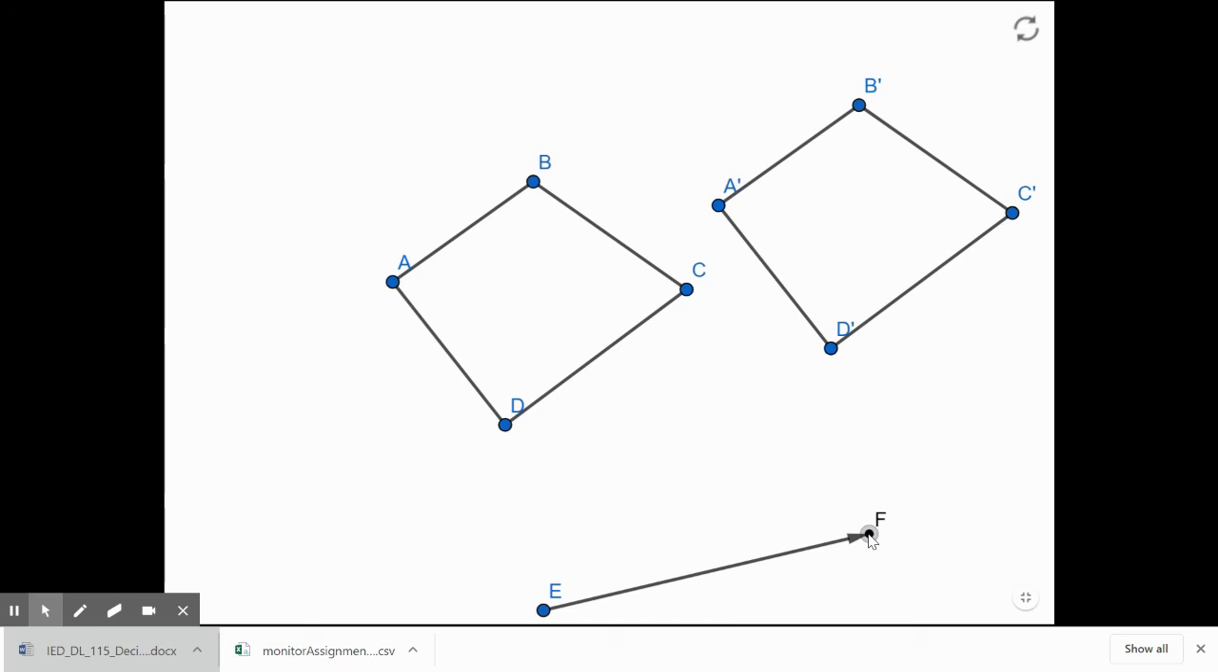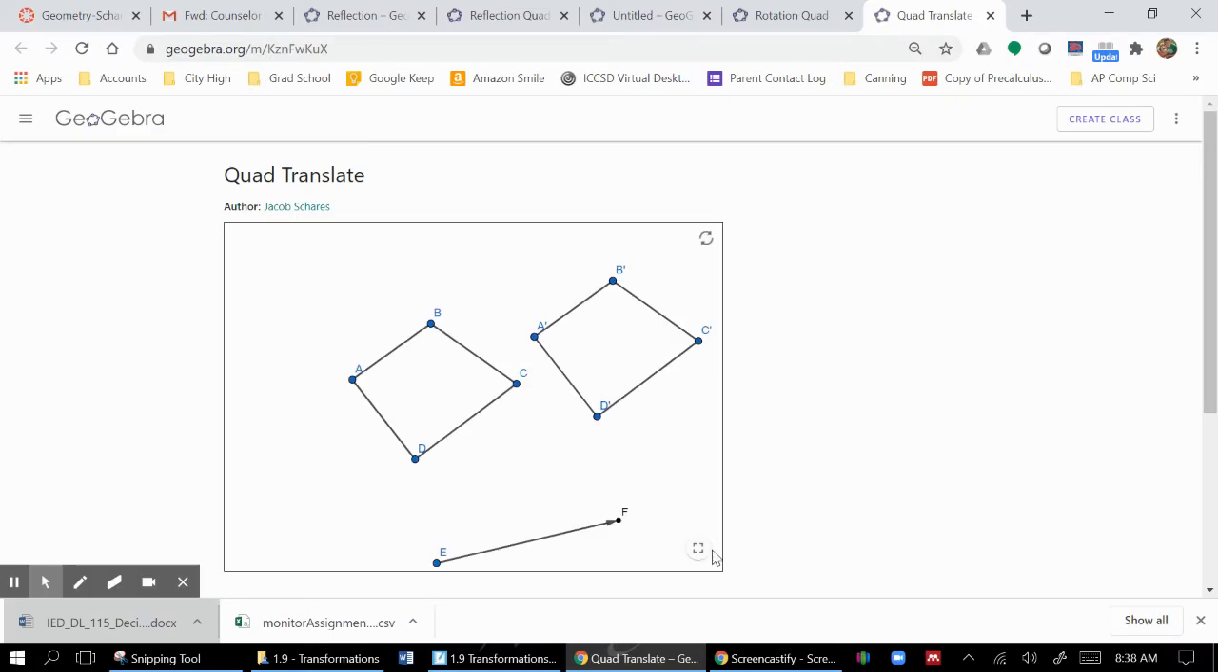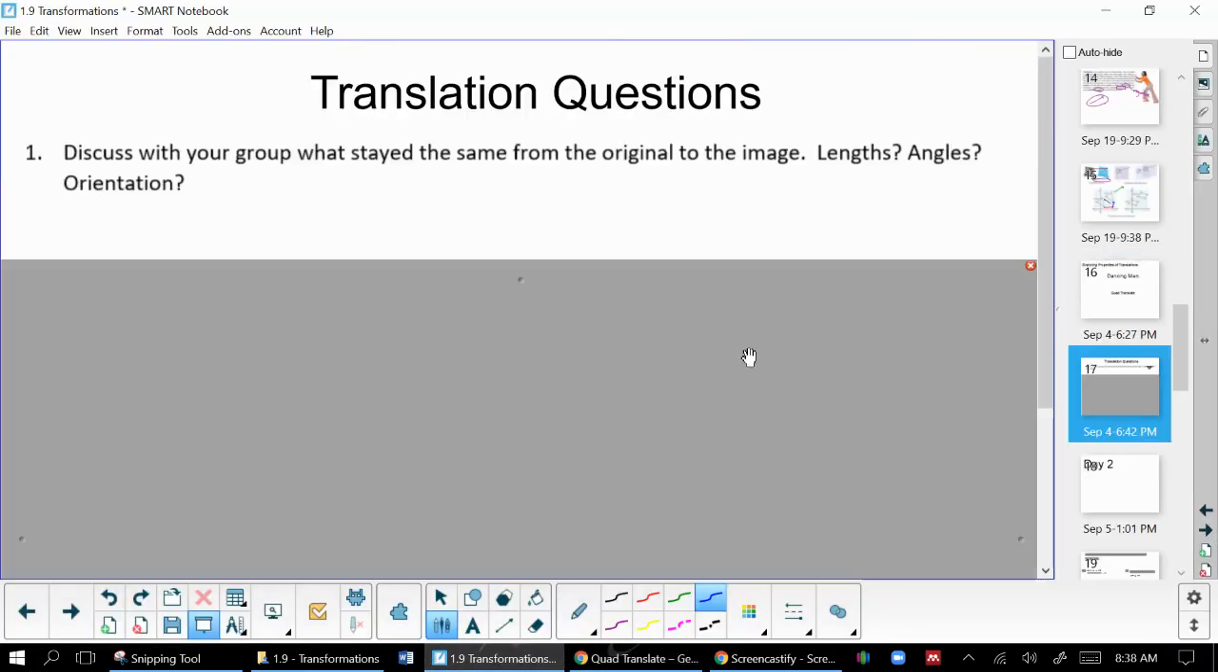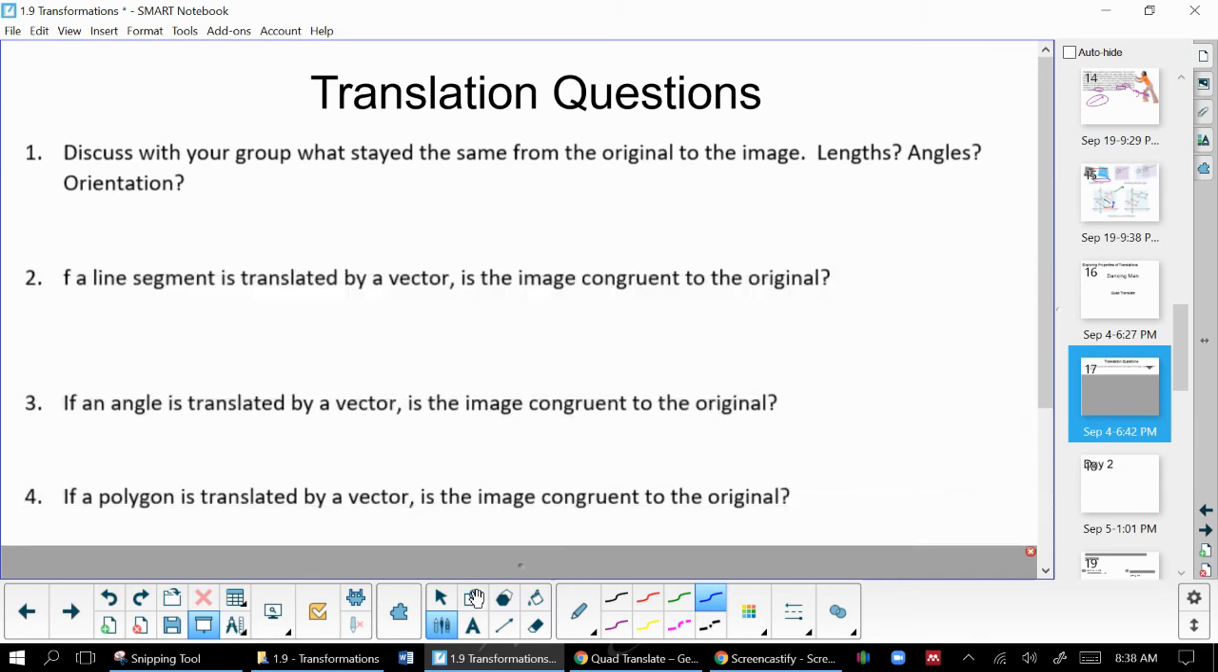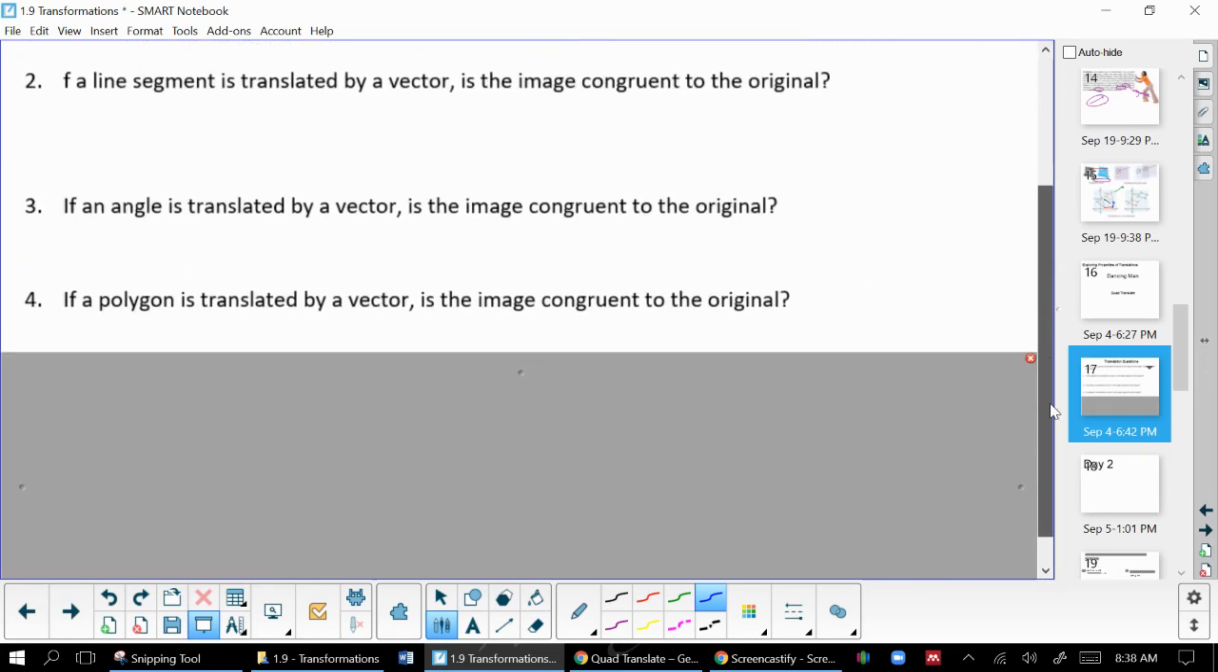The main thing here is, in this case, nothing is twisting, nothing is turning. All the line segments you'll see are staying the same, just like you'd expect. All the angles are staying the same. These are congruent shapes. So we've got some questions there. Again, kind of the same basic ones here. If you translate anything by a vector, a segment, an angle, a whole polygon, it's always going to be congruent to the original.